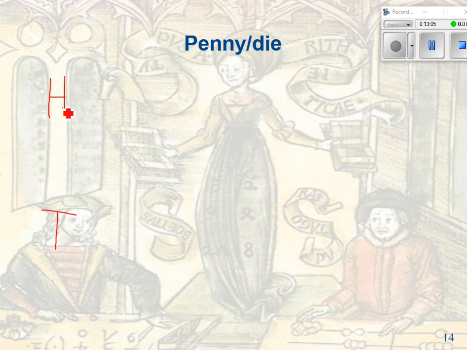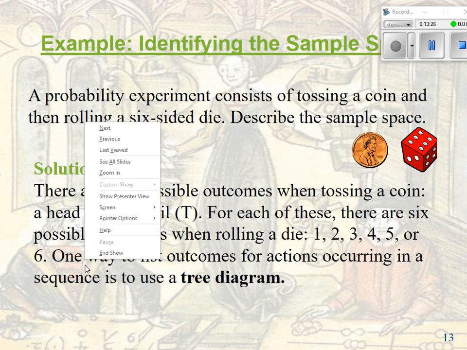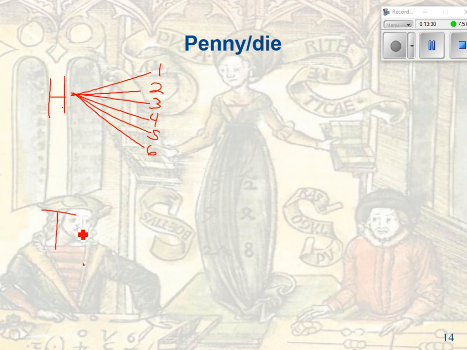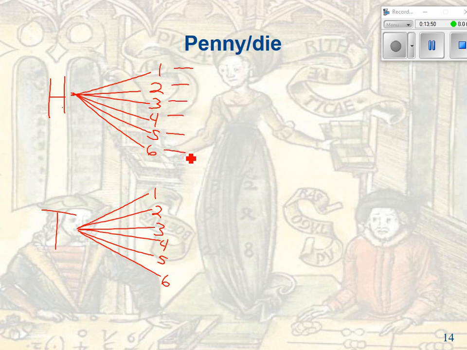If I flip the coin and I get a head, and then I roll the die, what could I get? 1, 2, 3, 4, 5, 6. In tree diagrams, you've seen how on that other one, it could be a lot. So a lot of times you probably don't want to make a tree diagram. If I flip a tail, what could I get on the die? Now, to list our sample space, each one of these, when I get them all listed, is our sample space.